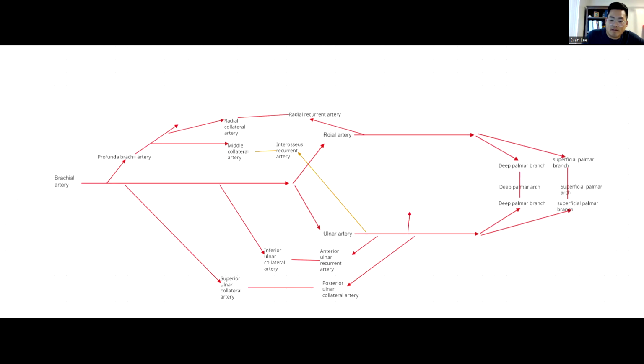this is where we're going to have the, just to be clear, I'm actually not putting all these in order because it's getting a little bit hard to manage, but this is where you'll have the common interosseous artery. And then you'll have two branches that come off of this, which will be anterior and posterior interosseous artery.